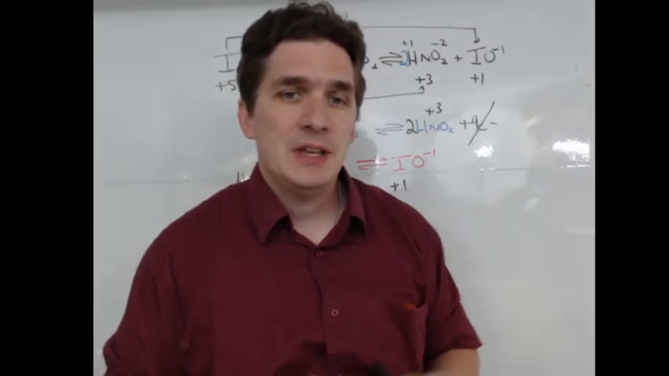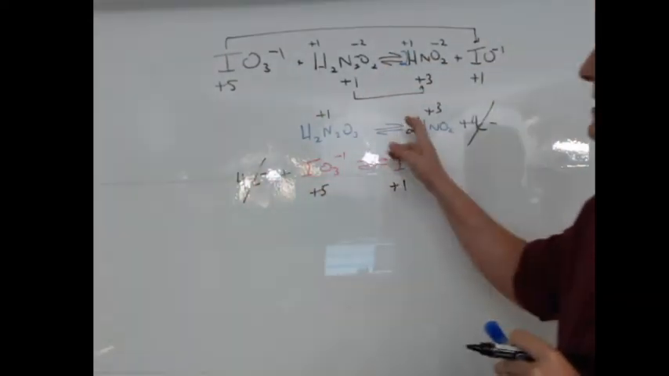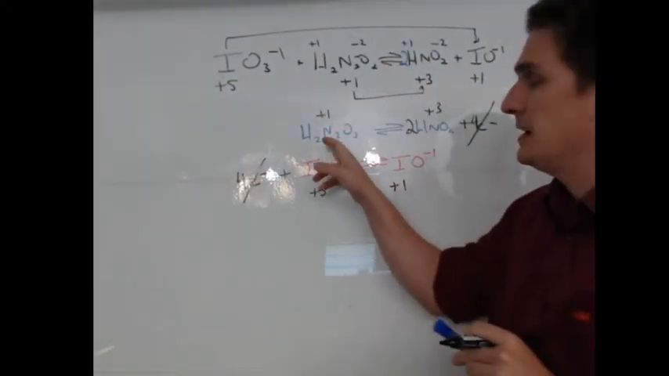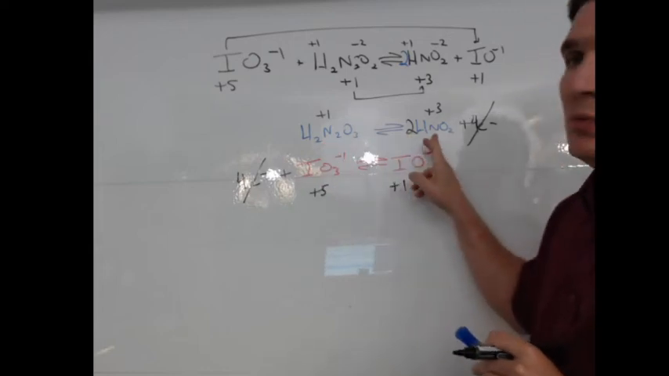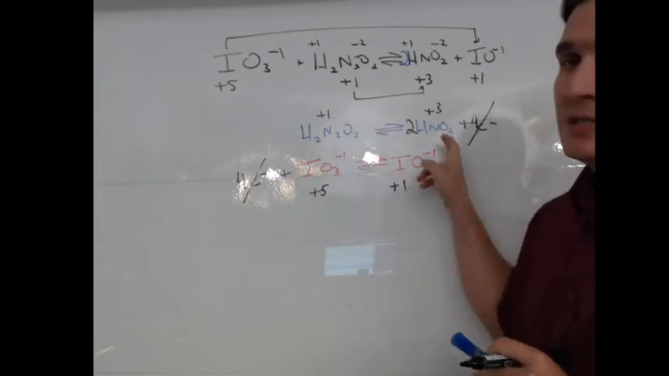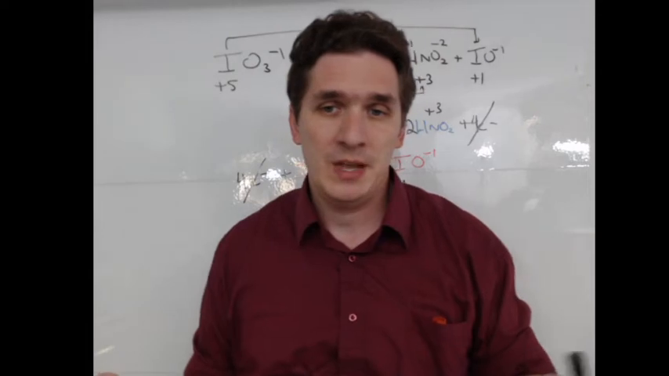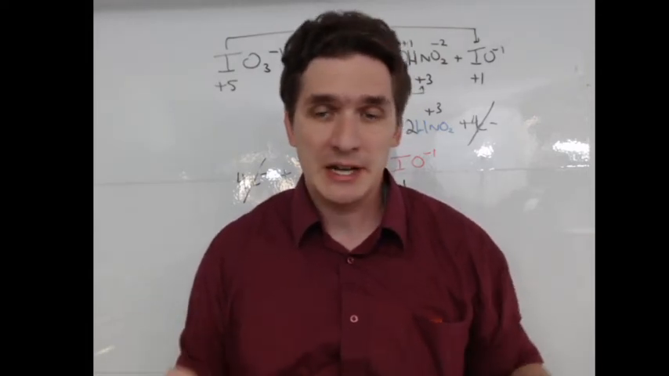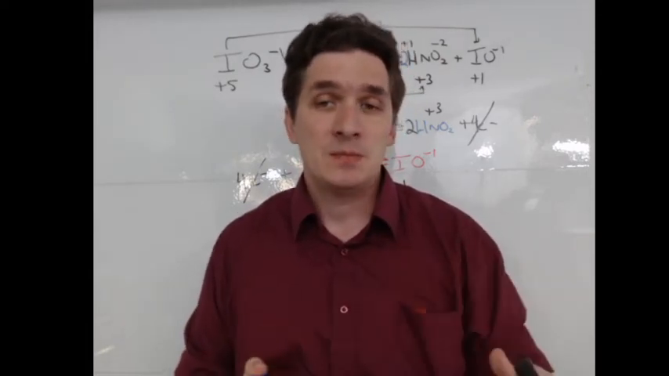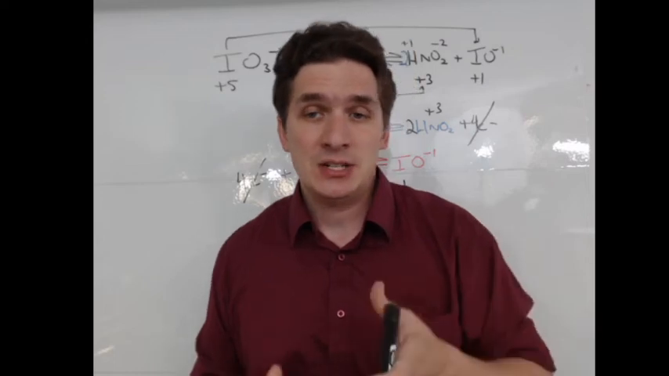The 2 is in front of the HNO2 because we need to balance the number of nitrogens. So right here we've got 2 nitrogens on the left side and only 1 on the right. This 2 creates the same number of nitrogen atoms. So it's just how you would normally balance a reaction. We don't bother balancing hydrogen and oxygen until the last steps.